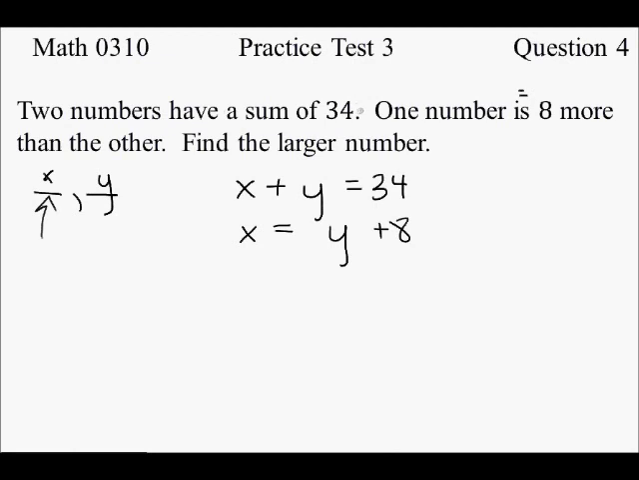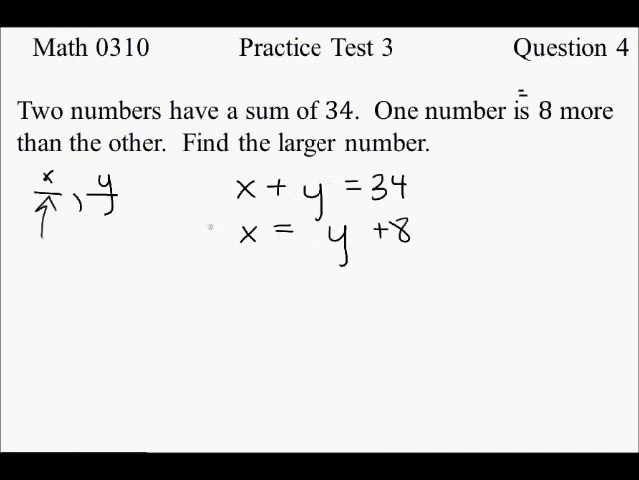Our first sentence gives the first equation. Second sentence, one number is 8 more than the other. So here, one number x is 8 more than y, in other words, y plus 8. Alright, so now this system of equations with two variables is actually set up.